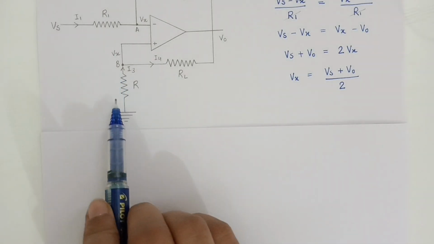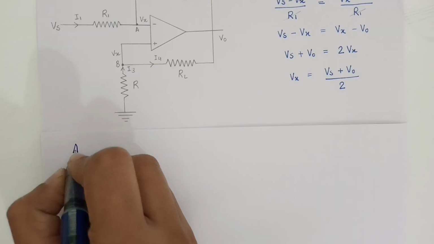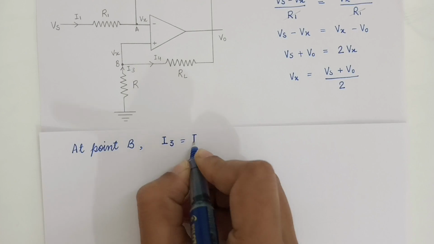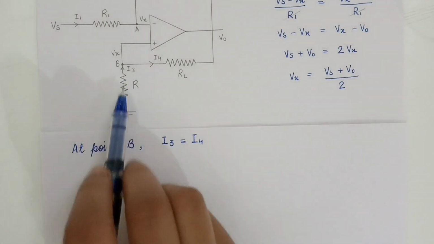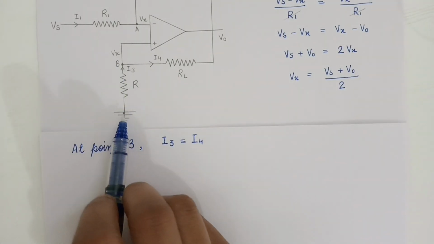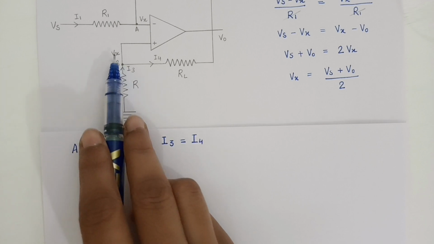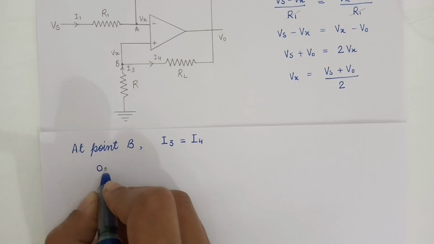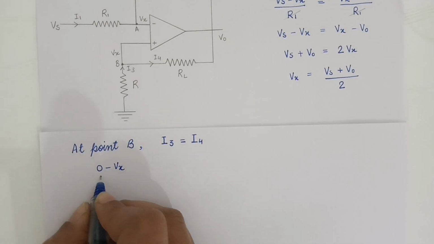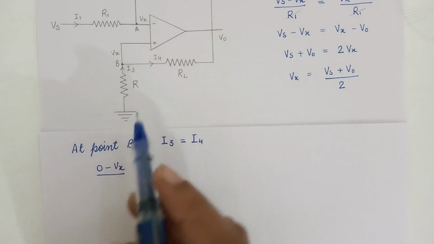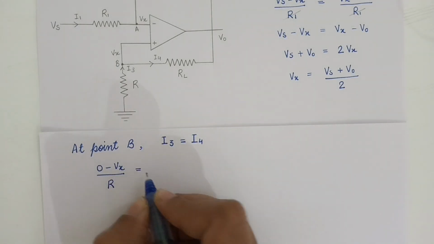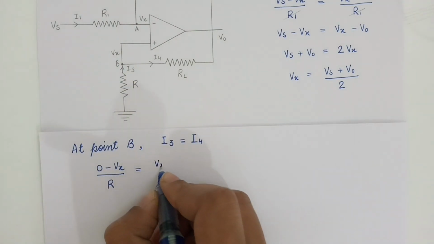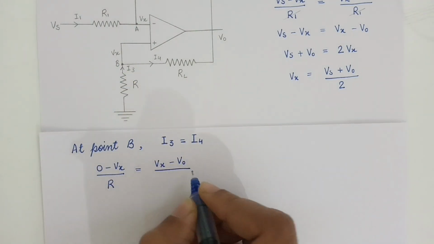So at point B, I3 is equal to I4. For I3, the voltage over here is 0 because it is grounded. So 0 minus Vx, since the voltage at point B is Vx, divided by the resistance here, which is R. So R is equal to, for I4, Vx minus V0 divided by RL.